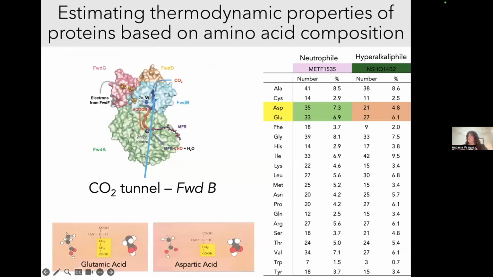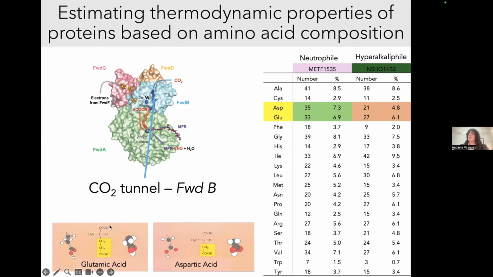What we know is that there are differences in the amino acid composition of FWB between neutrophil and hyperalkaliphile based on what we saw previously, but we wanted to investigate more why that is because we couldn't necessarily tell just on face value. So what we hypothesized is that CO2 in the carboxyl group containing amino acids would be driving factors for these differences. And we used a program called SNAS to do an assessment estimating thermodynamic properties of chemicals and reactions, including the proteins.